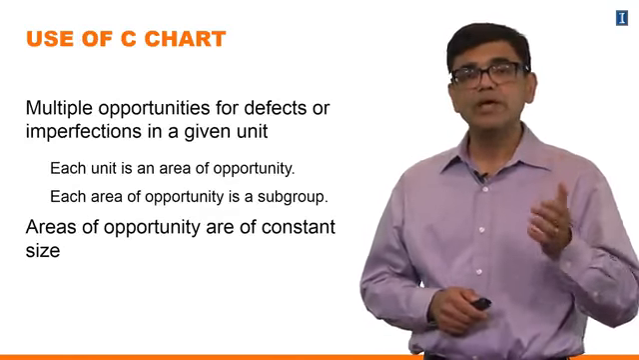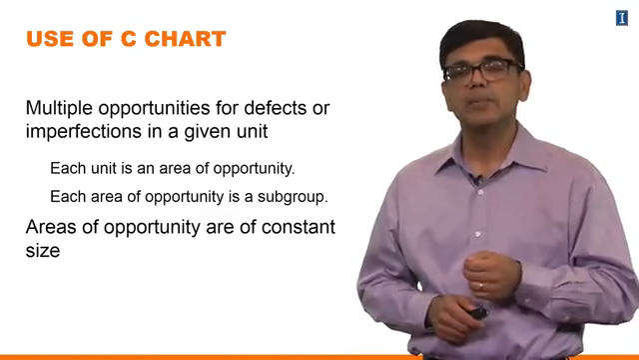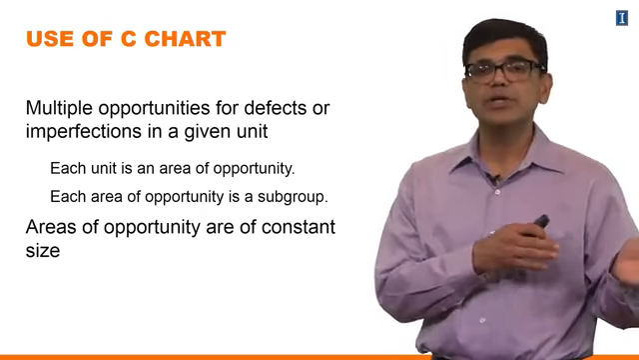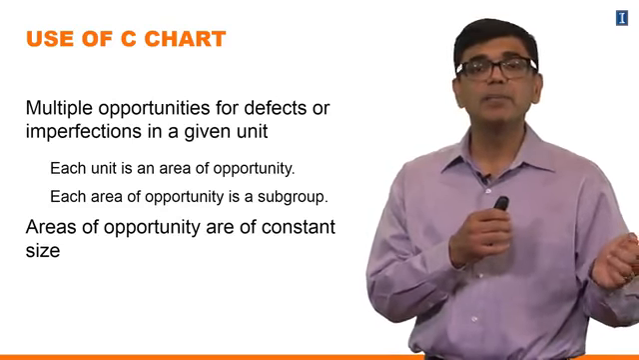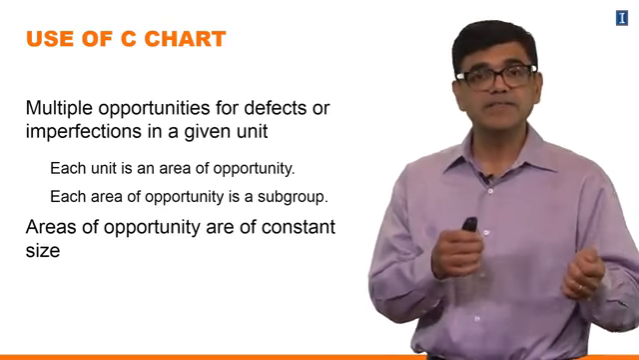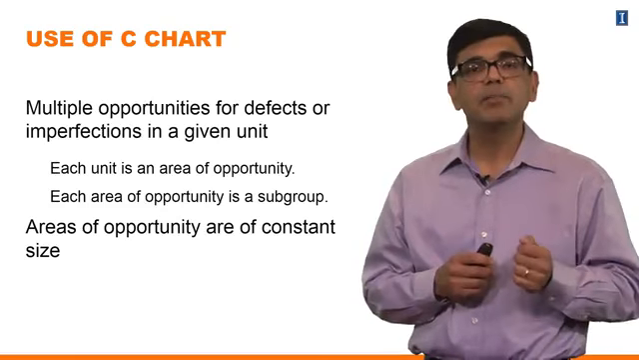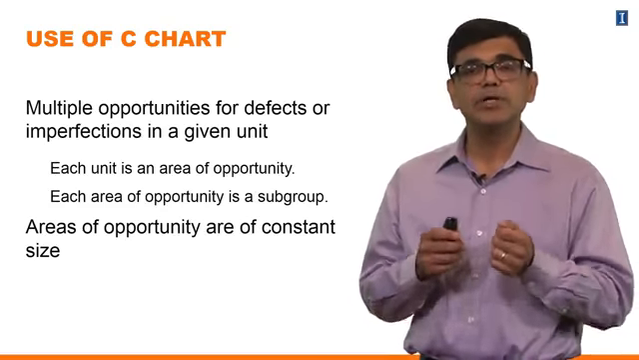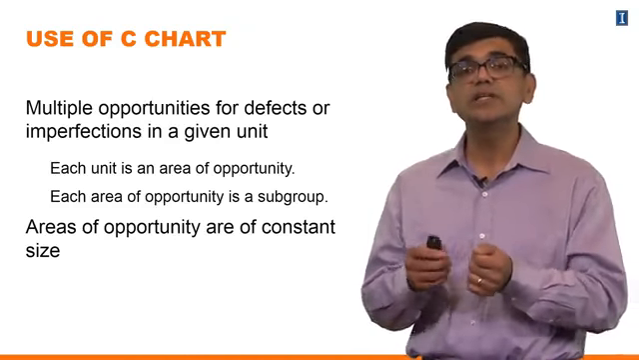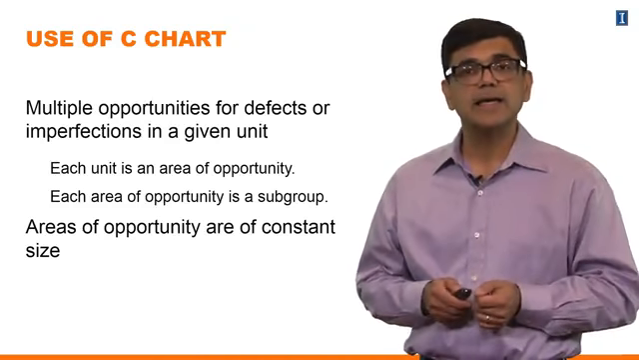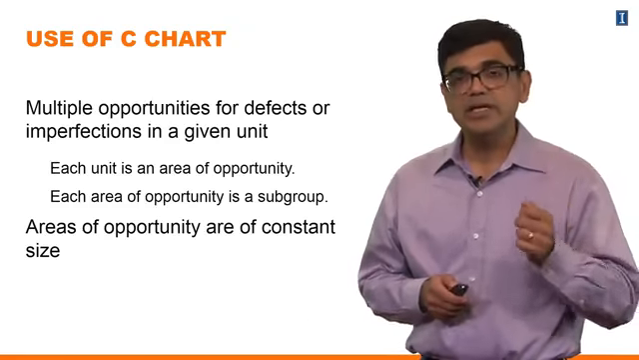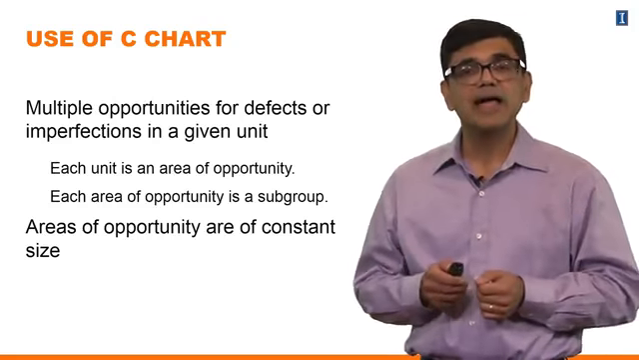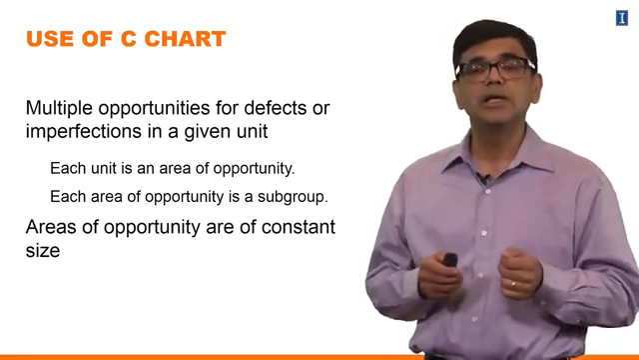Right. So when do you use a C-chart? To contrast this with a p-chart, which is used when you're talking about the number of defectives, here we're talking about the number of defects. So this is multiple opportunities for defects. We're using a C-chart when we're counting the number of defects in a sample. The condition here is that each sample has to be of an equal size.